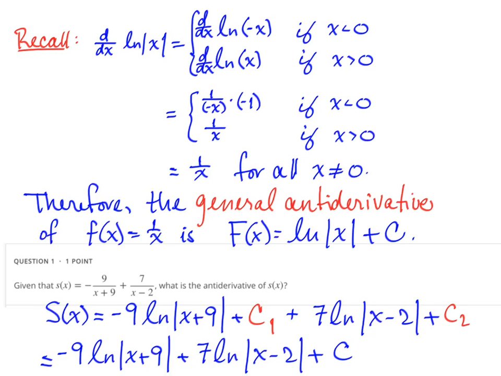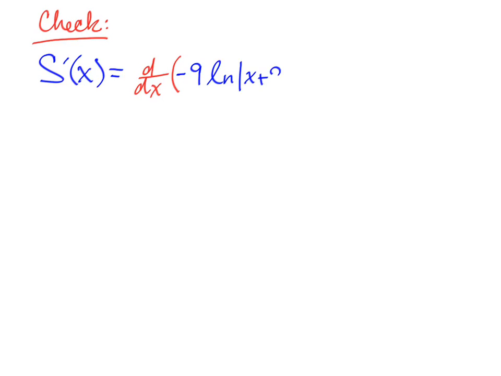However, before I enter anything into Newton, I'm going to check my answer. Don't rush. Just check your answers. So let's check by differentiating. So s prime is going to be the derivative of all that stuff, negative 9 times the natural log of the absolute value of x plus 9 plus 7 times natural log of the absolute value of x minus 2 plus c. And so when I differentiate, remember the derivative, we just derived it.